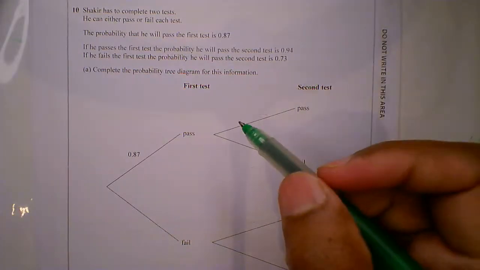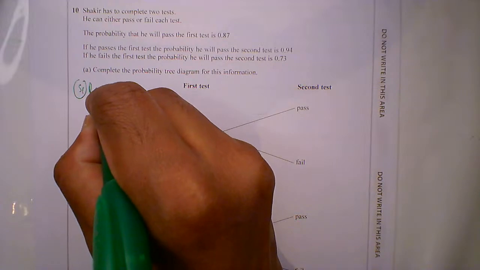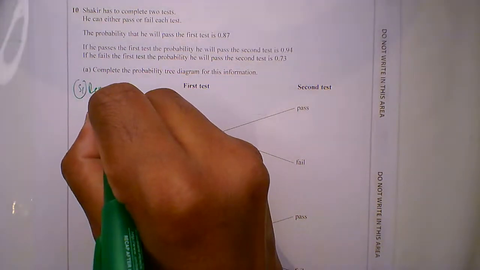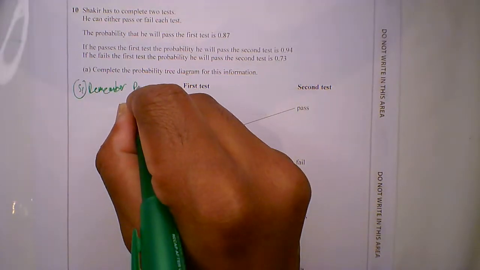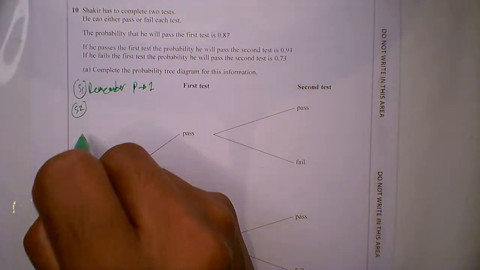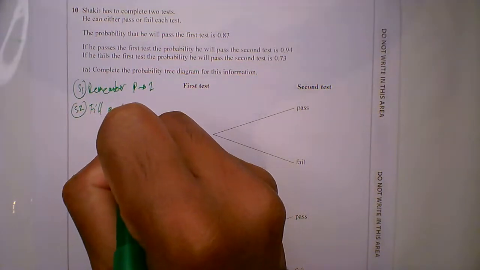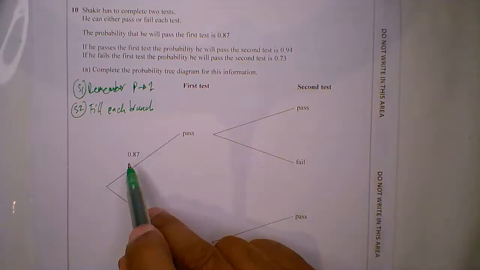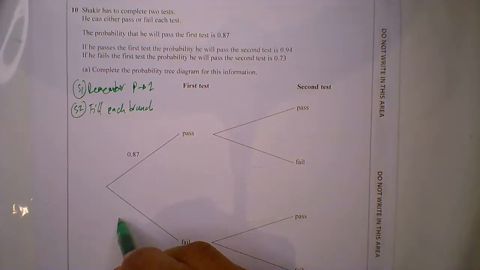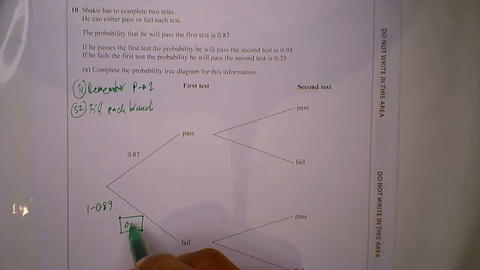So the first thing I need to remember is probabilities add up to 1. Step 1, remember probabilities add up to 1. Okay, and then step 2 is I can fill my branches. So here I've got 0.87. So this one becomes 1 take away 0.87, which is 0.13. So I've got that.